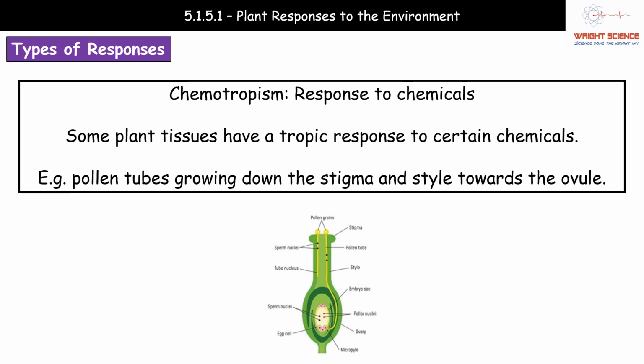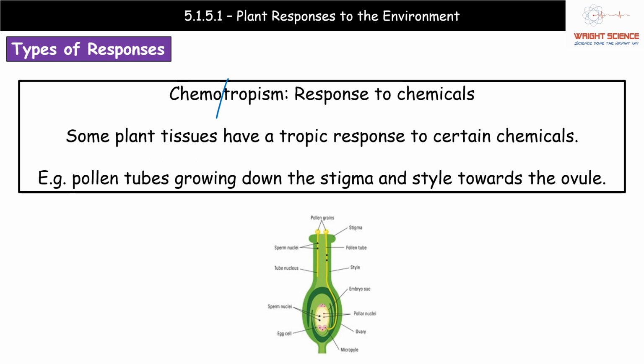The next one, possibly not familiar to us pre-A level, is chemotropism. Now, we already know tropism is growth in response to a stimulus. The stimulus is chemo, and chemo refers to chemicals. So what we're seeing here is how a plant is going to grow in response to a particular chemical.